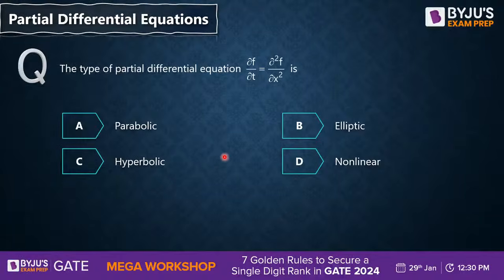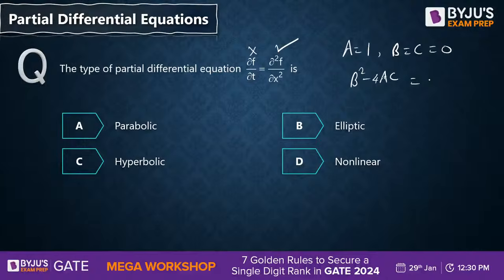See this equation. This equation has got only one second order derivative term. This is not a second order derivative. So here A is 1, but B and C terms are absent, so 0. B square minus 4ac is 0. EPH, the middle one is 0. Parabolic.